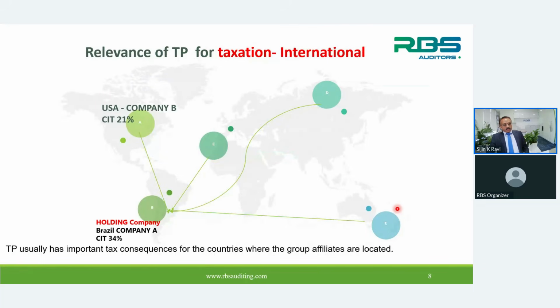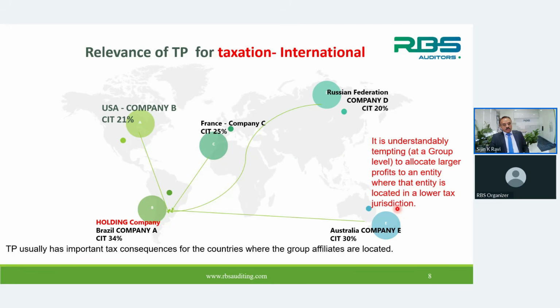Let us take an example at the international level. Say the holding company, company A, is in Brazil, company B is in the USA, company C is in France, company D is in the Russian Federation, and company E is in Australia. Company A has a 34% corporate tax rate, company B in the USA 21%, company C in France 25%, company D in the Russian Federation 20%, and Australia 30%.